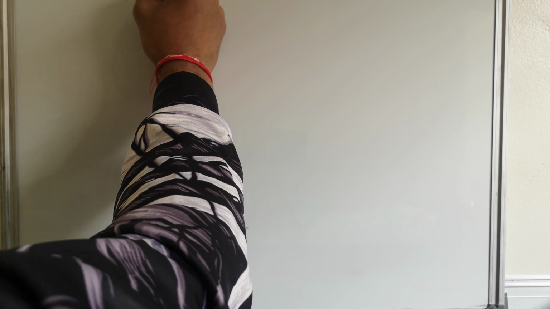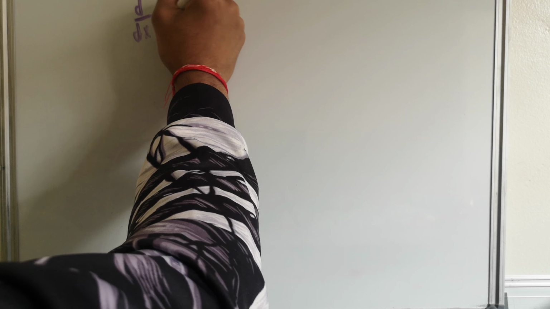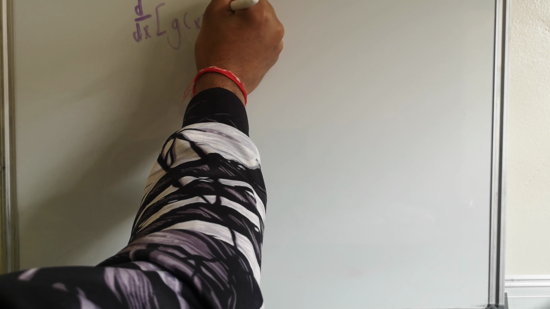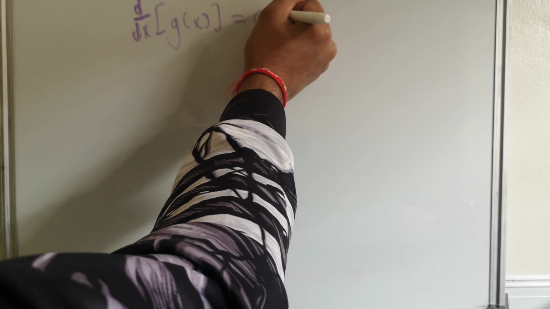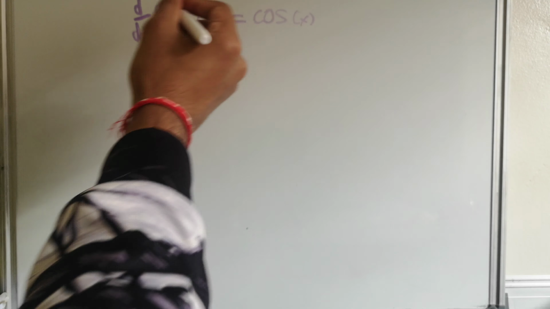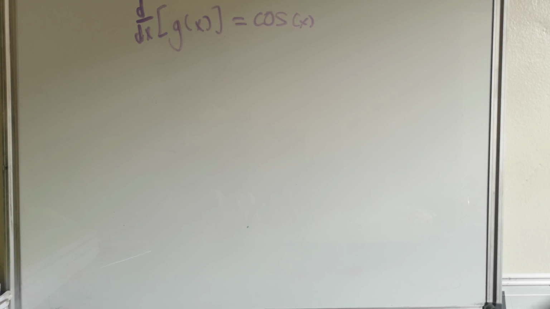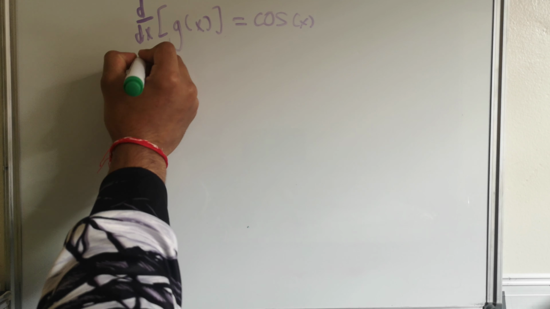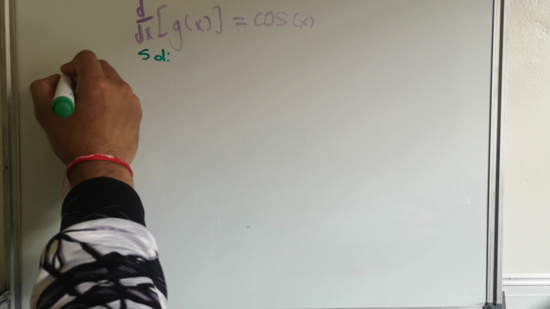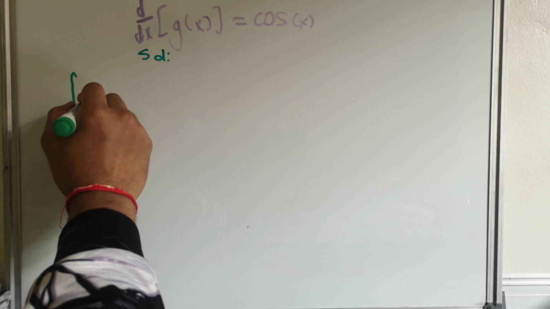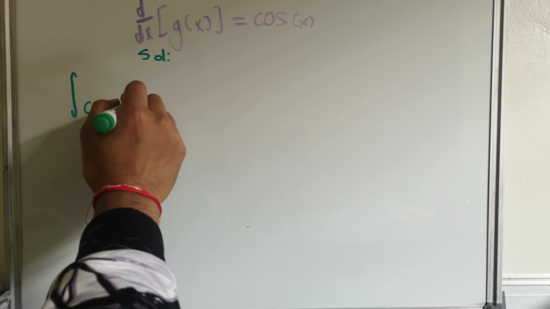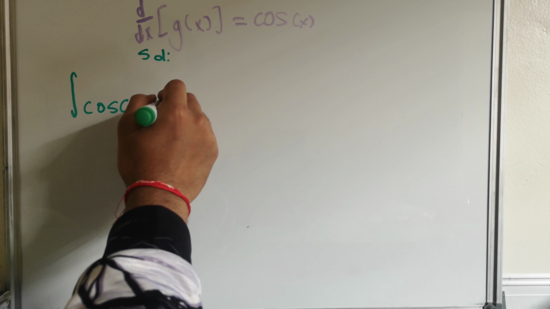If I told you that the derivative of some function in respect to x, this time let's call it g of x, was equal to, let's say, cosine x, how would you solve this? Well, again, solution. You take the integral, an elongated s, the parameters which you wish to integrate, in our case cosine x dx.